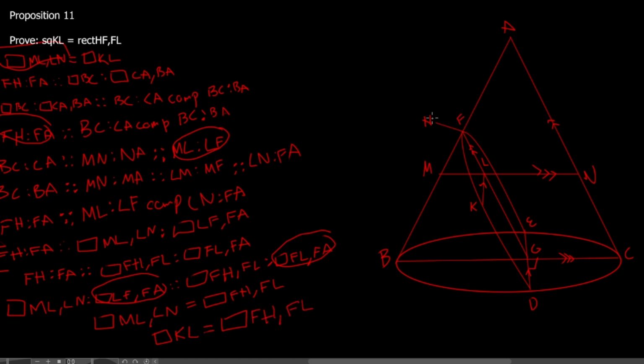And that's what I like to call the kickstand, or the upright side, and the diameter cut off by the ordinate. The rectangle made up of those is equal to the square on the ordinate. And that's what it was required to prove. So QED. Thanks for watching.